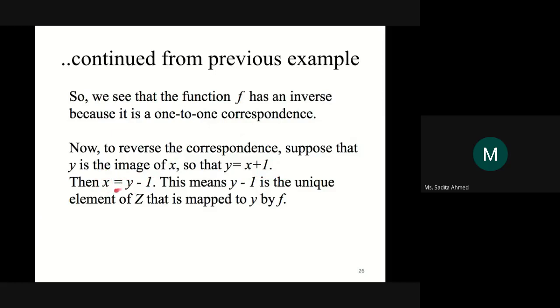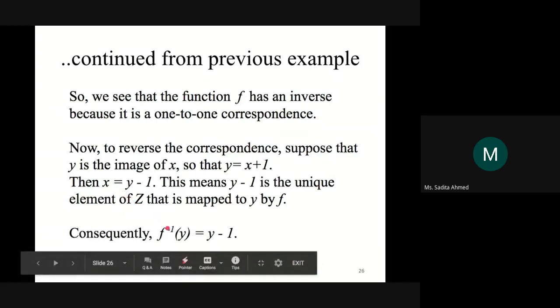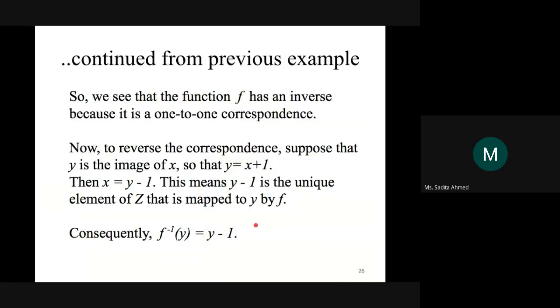It means that y minus 1 is that element of the domain, that element x of the domain, which is mapped to y by f. Okay, so the inverse function will be f inverse of y is equal to y minus 1, assuming that y is the image of x. Okay, so any questions so far?